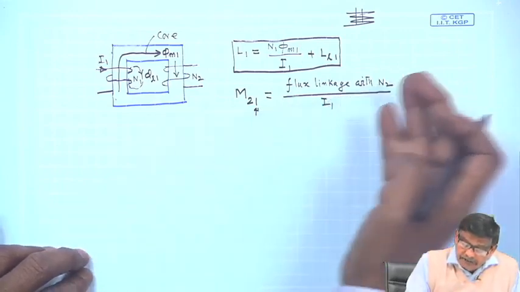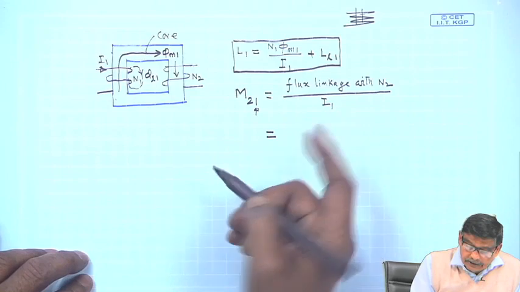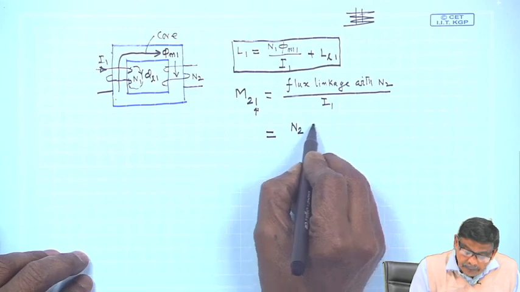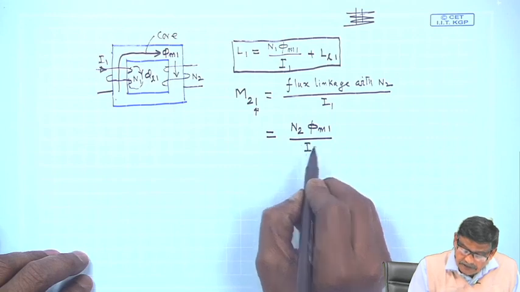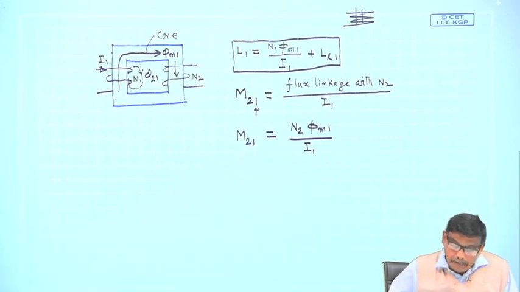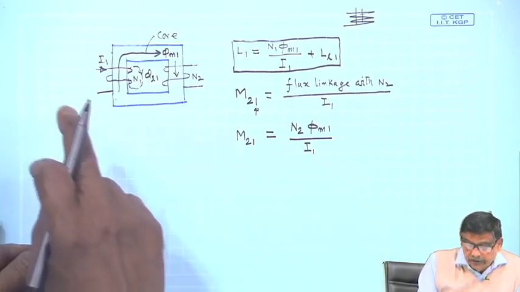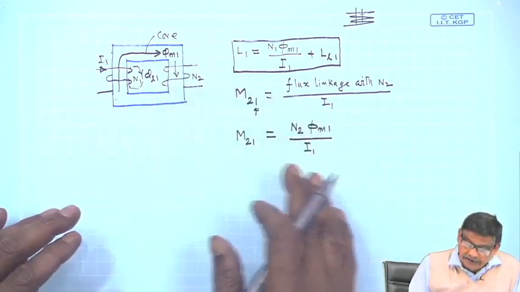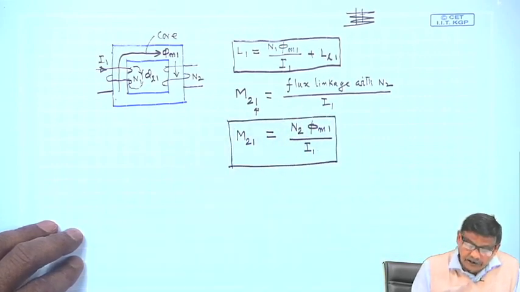So, this will be flux linkage with N2 by I1, and this is obviously the flux linkage with N2 because of I1, which is nothing but N2 phi m1 divided by I1, is it not? This will be the value of M21. So, this is the mutual inductance when coil 1 carries current and coil 2 is doing nothing, and you get M21 and L21. These are the two things you get.